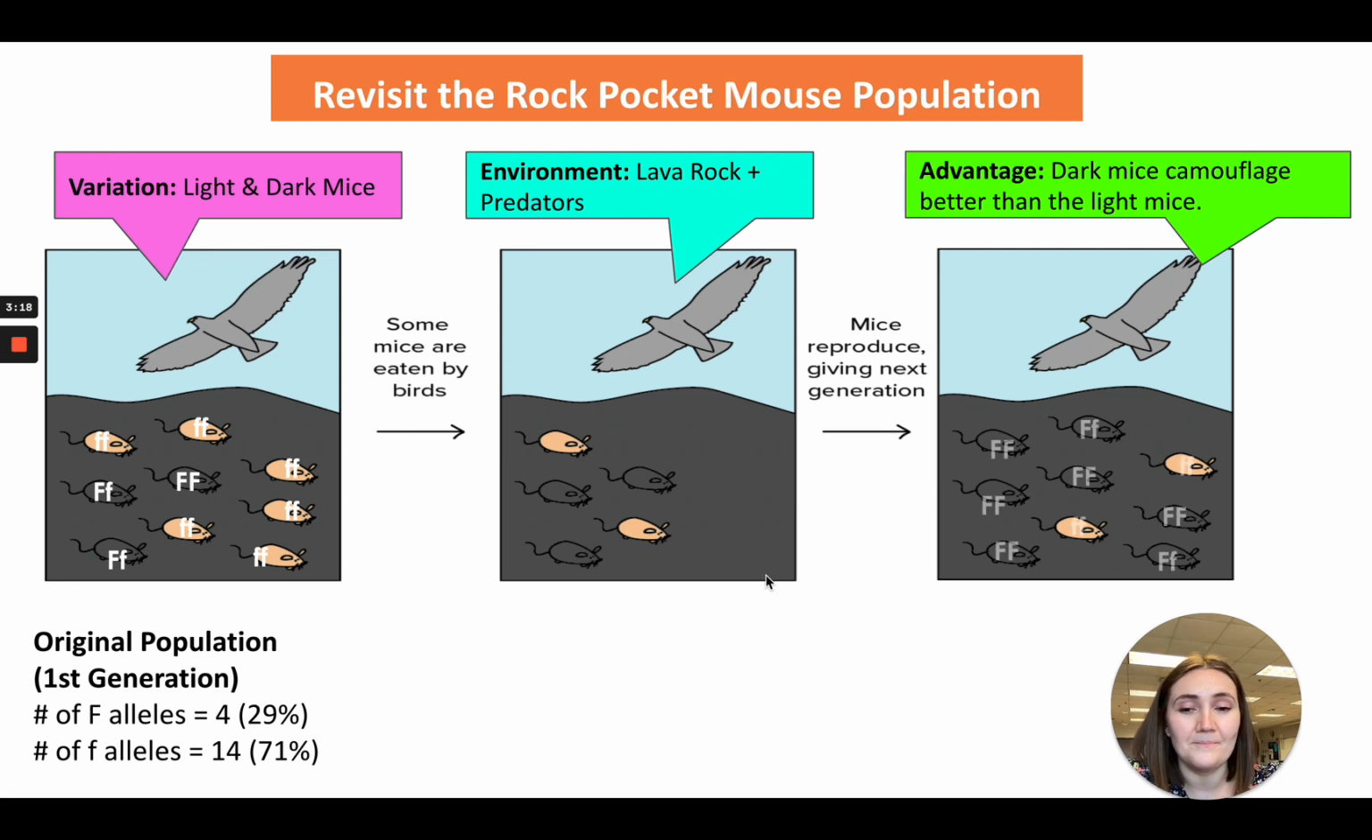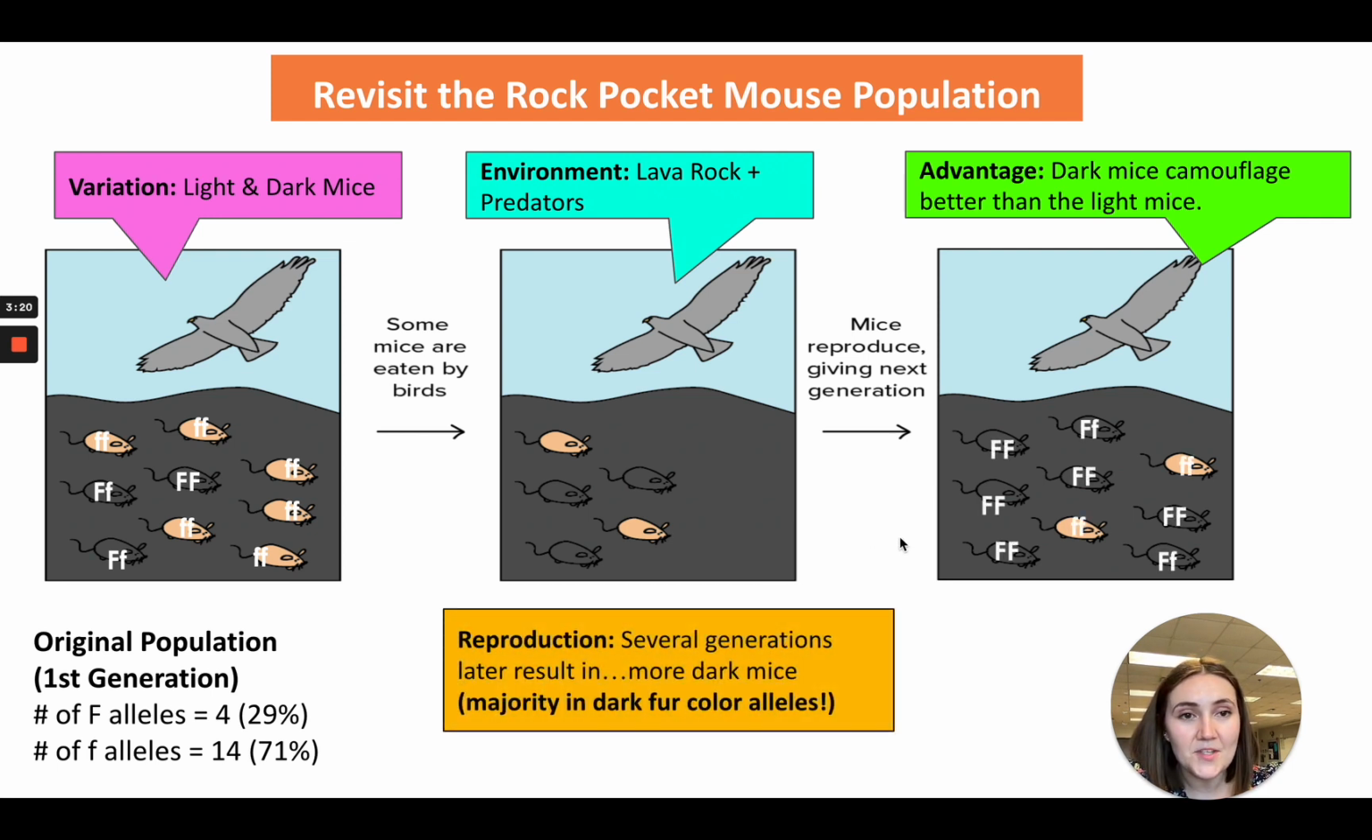So as a result, with the last part of VISTR, our reproduction, several generations later are going to result in more and more dark mice. So that means that we're going to see a flip in the gene pool where we're going to see a lot more dark fur color alleles.